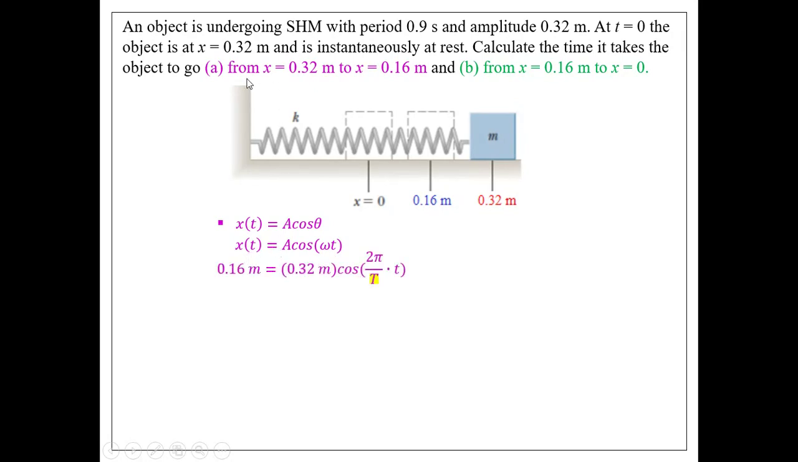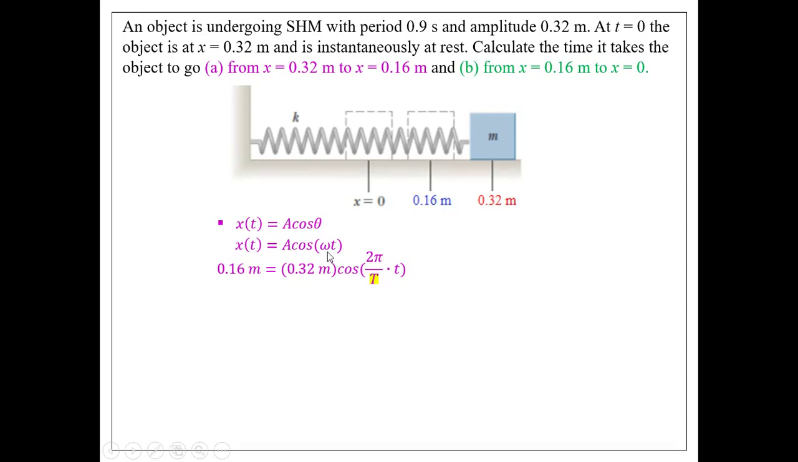In part A, it wants us to go from 0.32 to 0.16. So my x of t here is 0.16, because that's the position that I'm interested in. What is your A? Your A is your amplitude. In this particular problem, it says that you're going to stretch the system 0.32 to the right and kind of hold it and then release it. So my amplitude is 0.32.